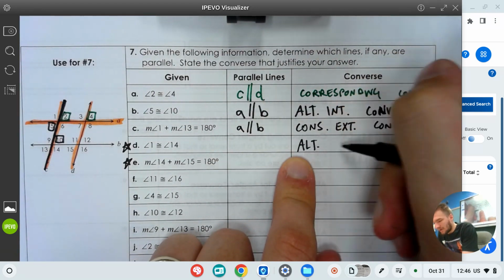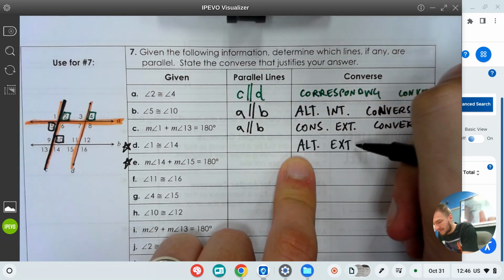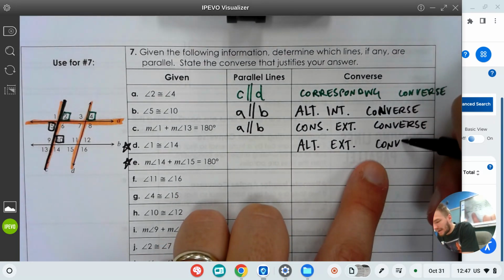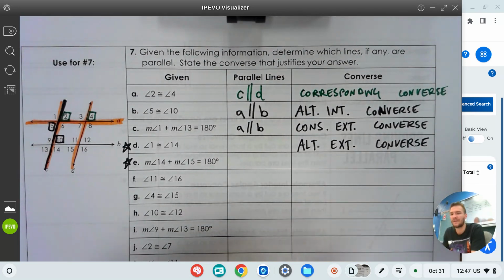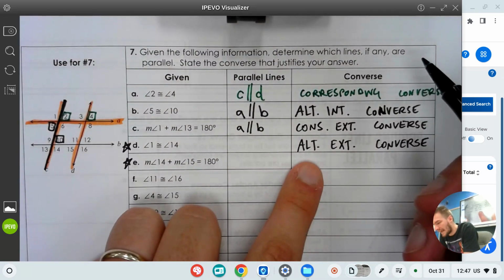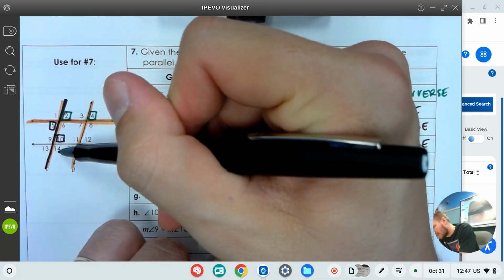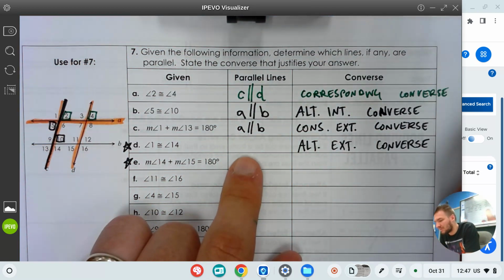Nice job. Alternate exterior. Heard a couple whispers here and there. That's perfect. Alternate exterior. Then you're just going to write converse. Remember, the only reason converse is there is because we're working these questions backwards, right? Instead of starting with the parallel, we're actually starting with the angles and moving backwards. Now, if we're talking about 1 and 14, which two lines can we guarantee are parallel?